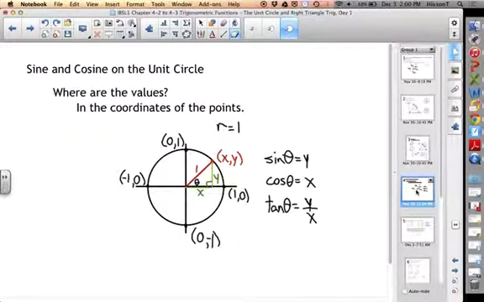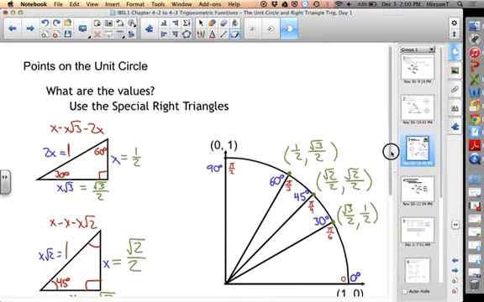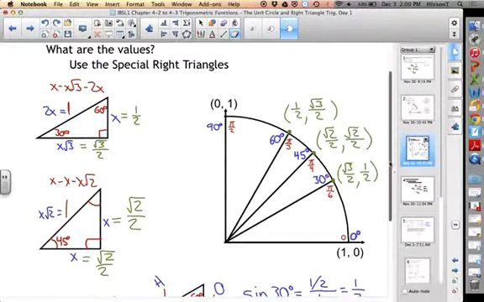So, would it matter if you do sine of 30 or sine of 60 or sine of 90? Would it still be the y? It's still going to be the y coordinate, yes. So that's where the unit circle is really helpful. The sine of 30 is a half. The sine of 45 is root 2 over 2. The sine of 60 is root 3 over 2. The sine of 90 is 1. The sine of 0 is 0.